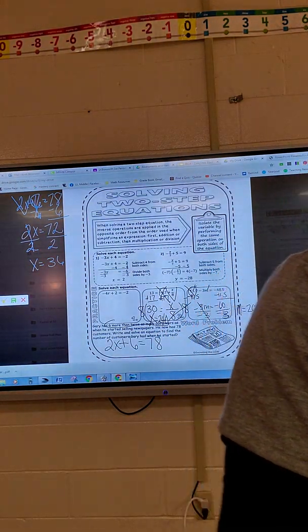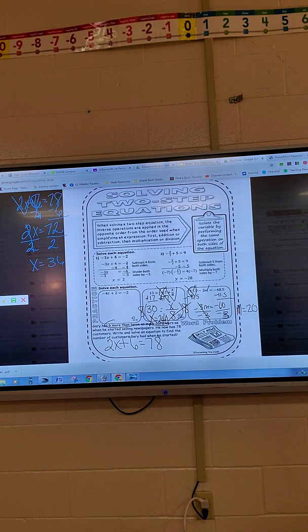So that's two-step equations. I'm going to bring you a little half sheet that is like a ticket, an exit ticket. I want you to do that, and we're going to start there tomorrow. Okay?